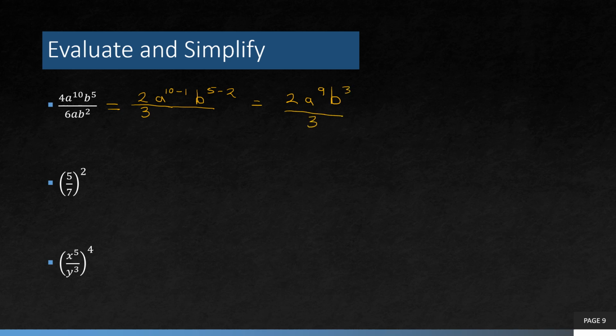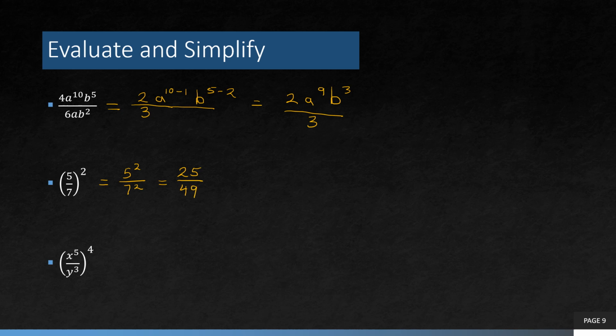For this next one, it's actually integer values, but that is the same thing as 5 over 7 times 5 over 7, or using our properties of exponents, we can distribute that squared to make that 5 squared over 7 squared, and then we get 25 over 49.